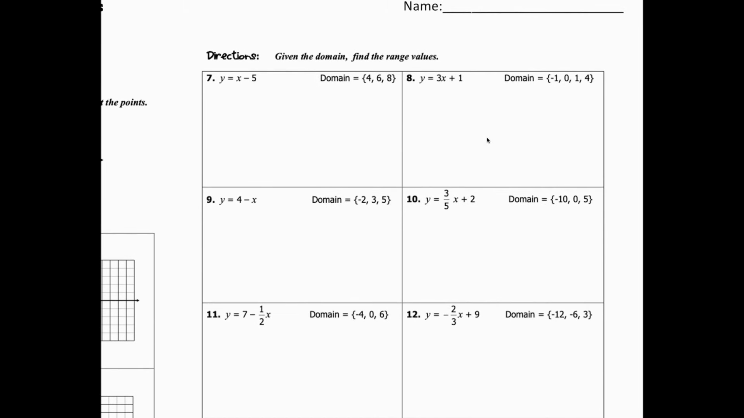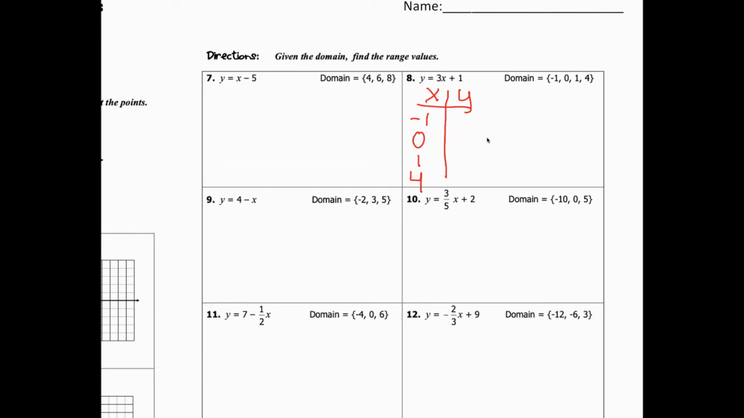So this last part is pretty similar to what we just did, so we'll do a couple of these together and then I'll let you try some on your own. It says, given the domain, find the range. They're going to give you an equation and then they give you values to plug in as x values, and then you just solve each one. So let's do number 8. They want us to use -1, 0, 1, and 4.